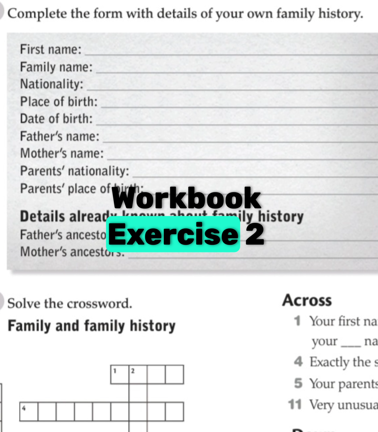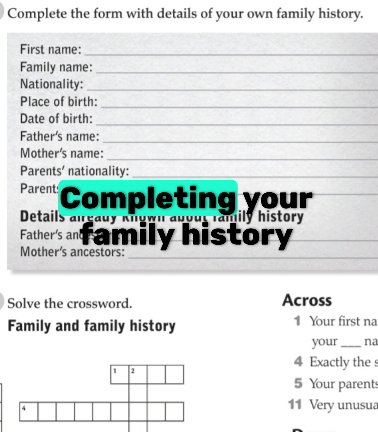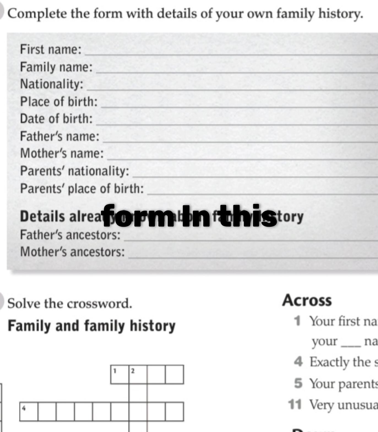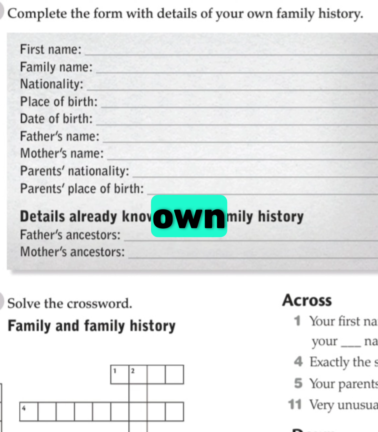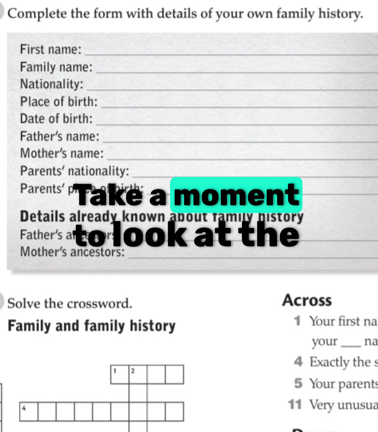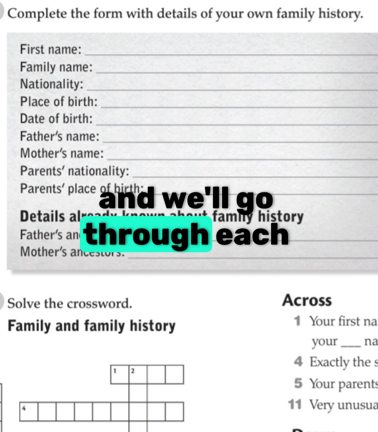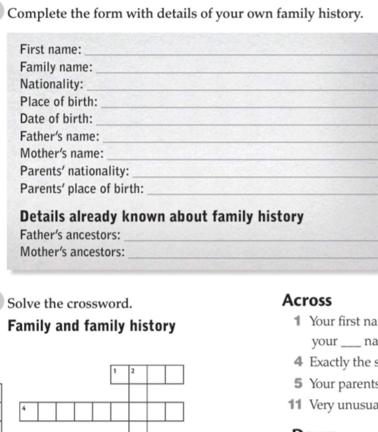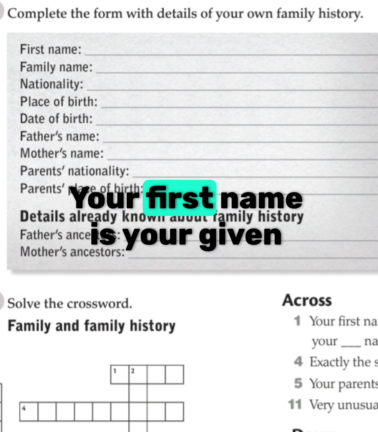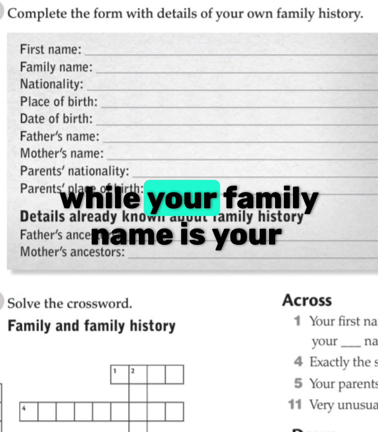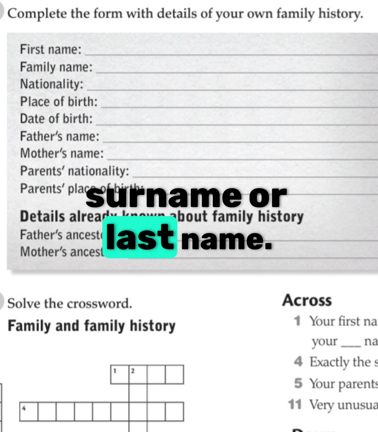Workbook exercise 2. Completing your family history form. In this exercise, we're going to complete a form with information about your own family history. Take a moment to look at the form, and we'll go through each part together. 1. First name and family name. Start by writing your own first and family names. Your first name is your given name, while your family name is your surname or last name.